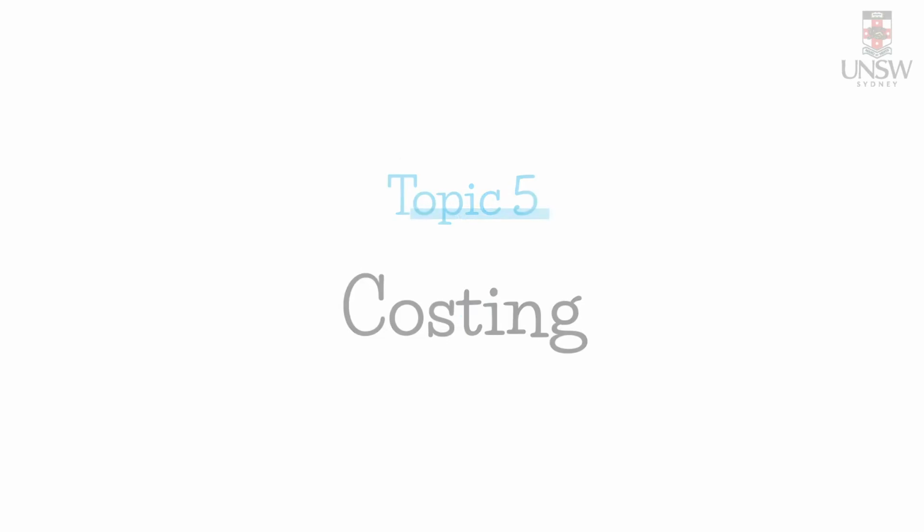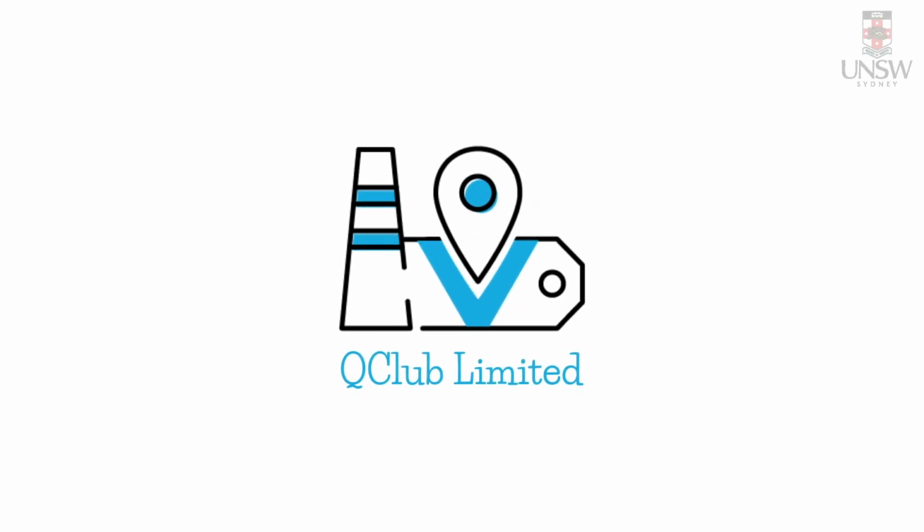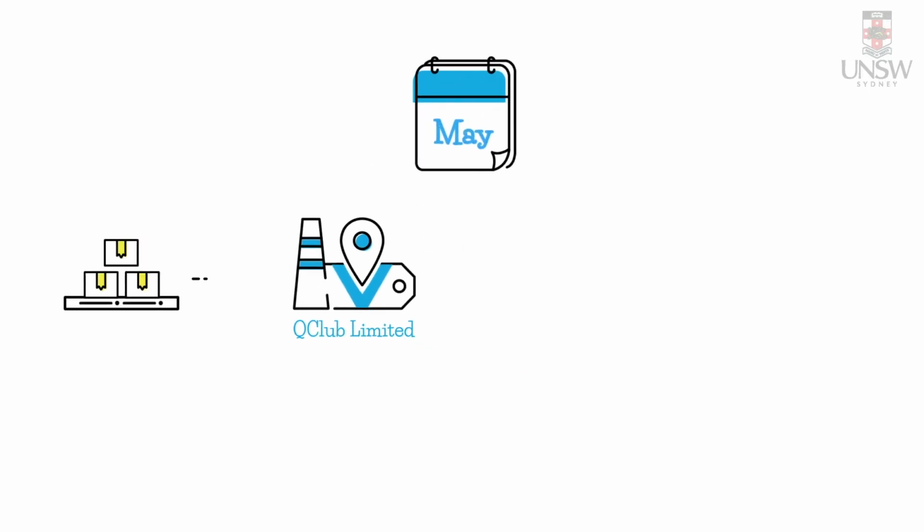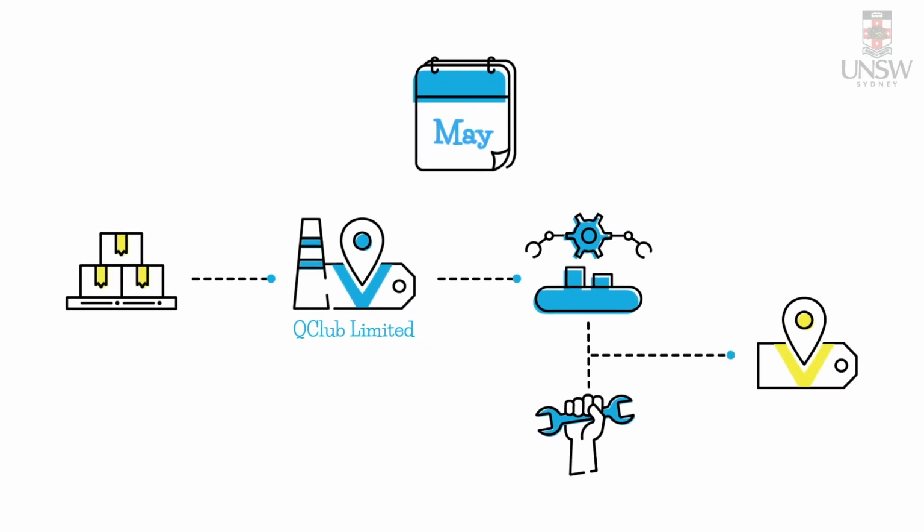Costing. Q Club Limited manufactures tags for luggage with GPS tracking. During the month of May, they had the following transactions occur. We are asked to prepare the journal entries for these events.